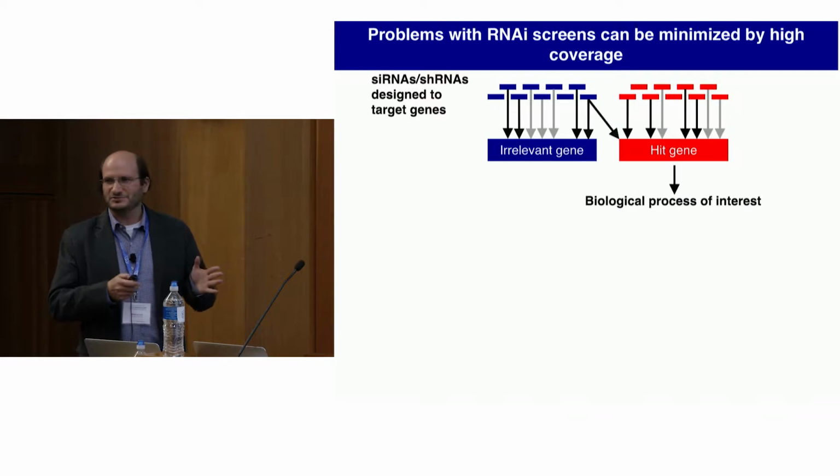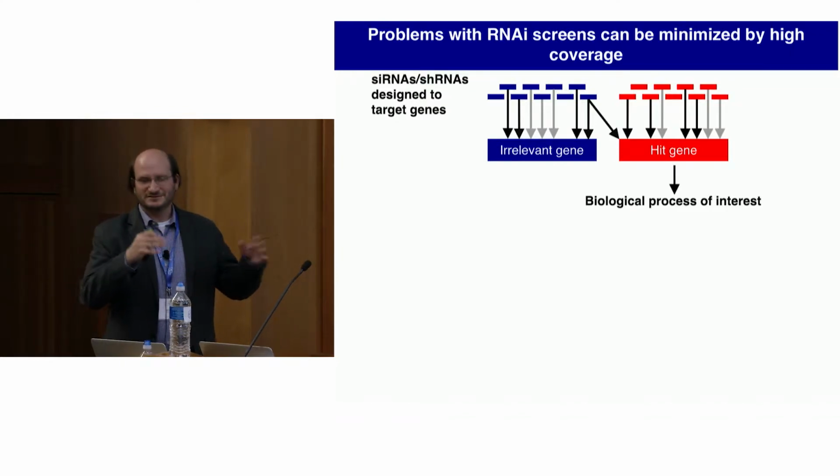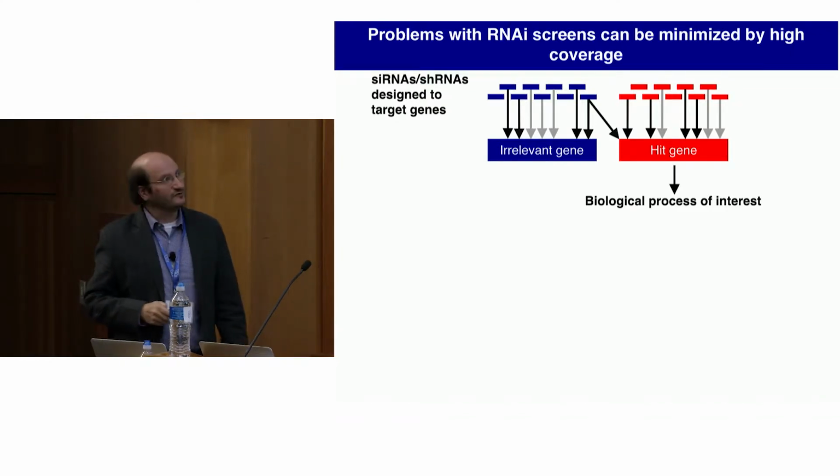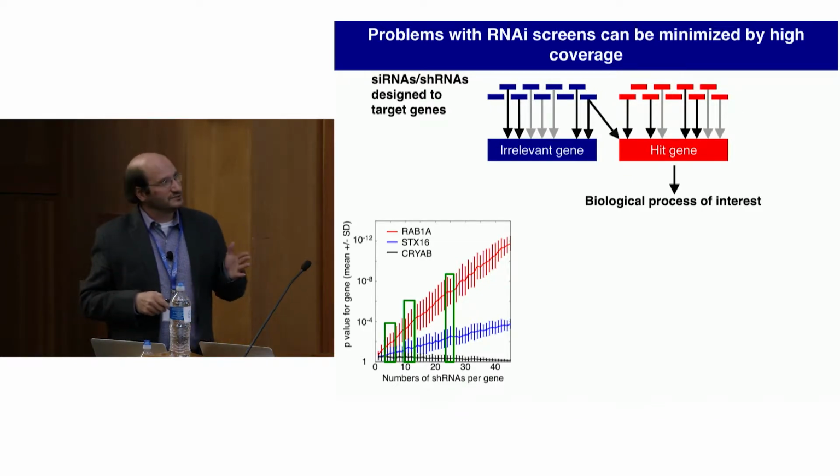If you use that many shRNAs, you're bound to have some that will work, and you have enough of them that even if there's an off-target for one of them, you can ignore it because you look at the consensus phenotype of those shRNAs. This greatly increased our ability to statistically significantly pull out hit RNAs in screens.